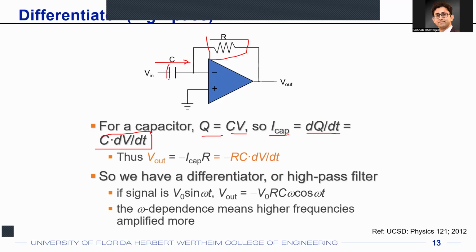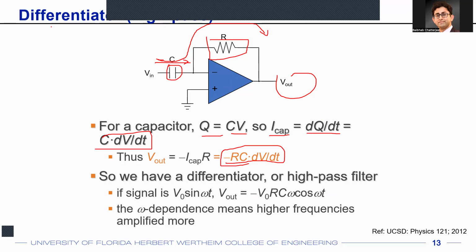If the capacitor value does not change with time, however your voltage is changing with time, so you have C dV/dt as your current through that capacitor. And then that entire current flows through the resistor. So the voltage drop across the resistor is RC times dV/dt, and the output voltage is going to be minus RC times dV/dt. Right? So you have the derivative of the input voltage at the output. This acts as a differentiator or a derivative function, which also acts as a high-pass filter.